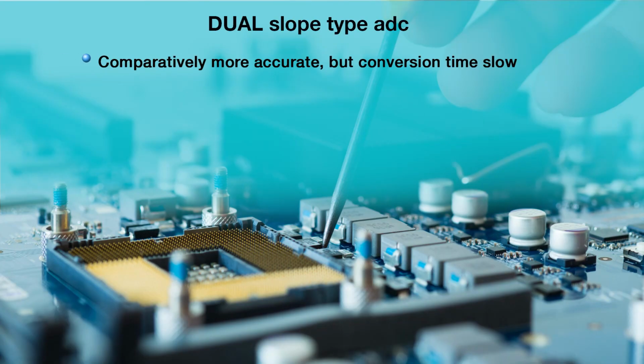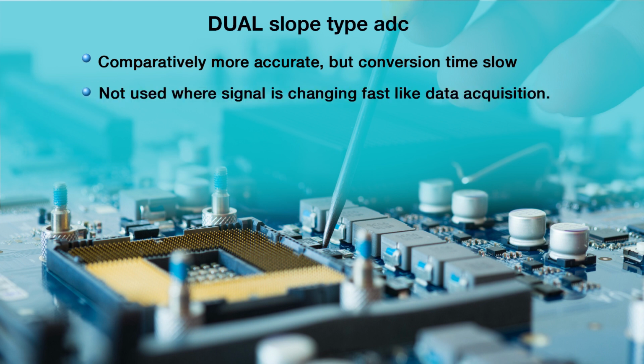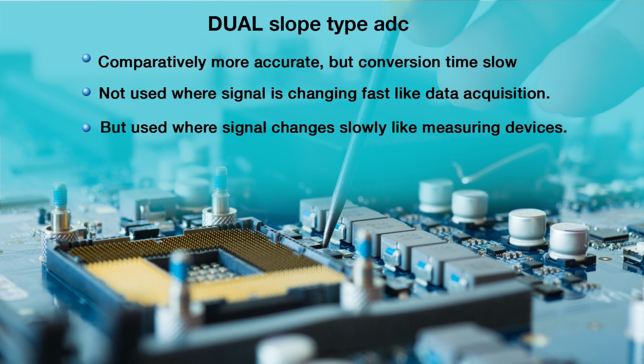A dual slope ADC provides high resolution with good accuracy, but the conversion time is slow. Due to this reason, this kind of ADC is not used where the signal is changing very fast, like in a data acquisition system where a lot of data is acquired continuously in order to process that data. This kind of ADC is preferred where the signal changes very slowly.